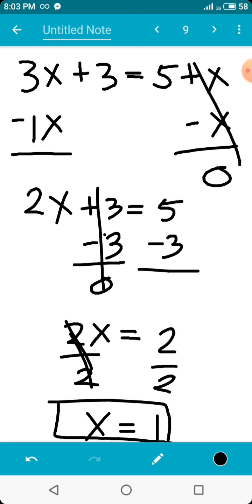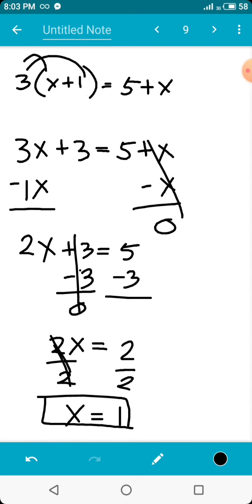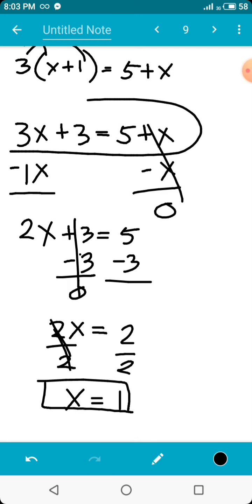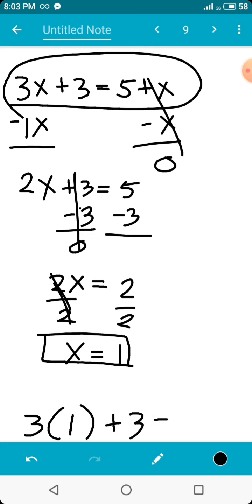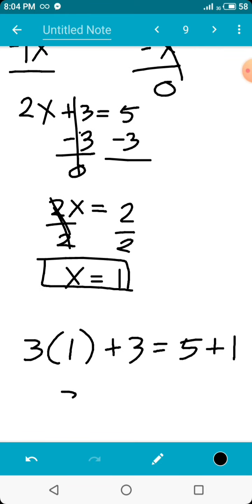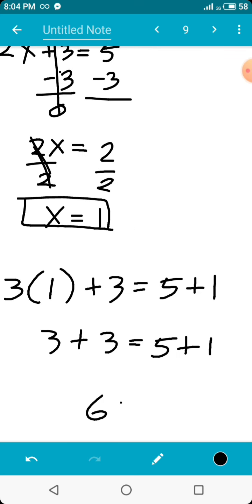So, check natin kung tama ang nakuha nating value. So, we have now, diba, ito yung ating na-simplify na equation. So, gamitin natin yan. Ang value daw ng x ay 1. So, 3 times 1, and then 5 plus 1. So, 3 times 1, that's 3. So, pag pinag-plus natin, 3 plus 3, that's 6. And then, 5 plus 1, that's 6. So, equal sila. So, ibig sabihin, tama yung nakuha nating value.